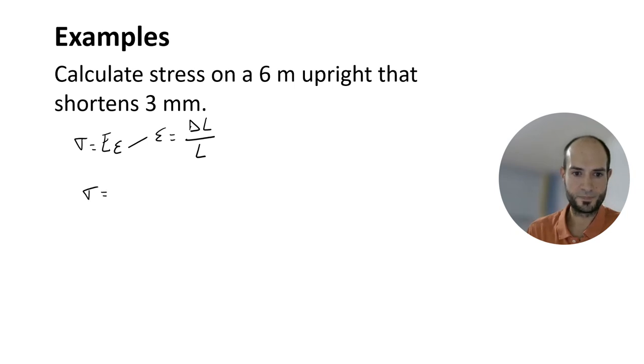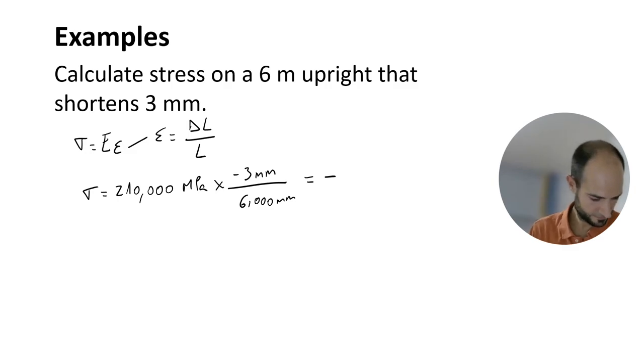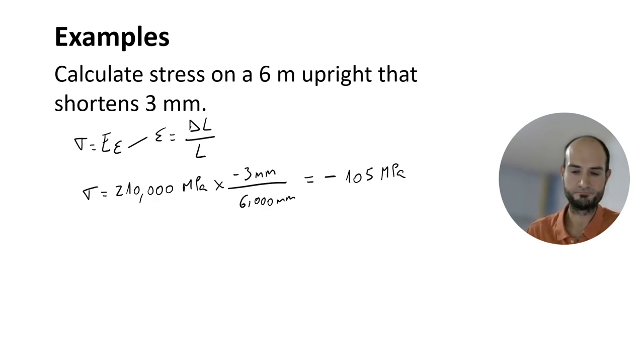So, stress. Elastic modulus is 210,000 megapascals or newton per millimeter square, same thing, times increases in length. In this case, is reducing length 3 millimeters, so let's put it negative. And the original is 6 meters, so let's make it 6,000 millimeters. And we are getting minus 105 megapascals. That's it. Just a couple examples having the load or the deformation along the axis of the upright.